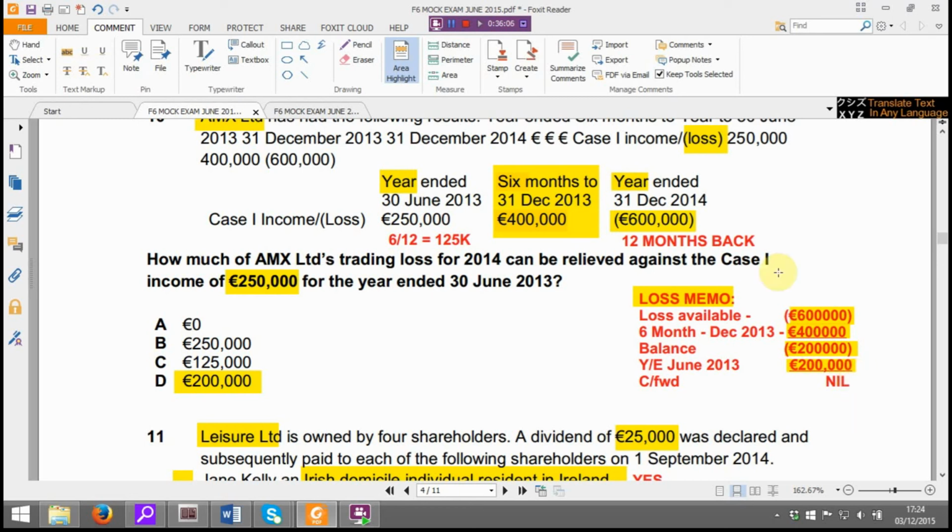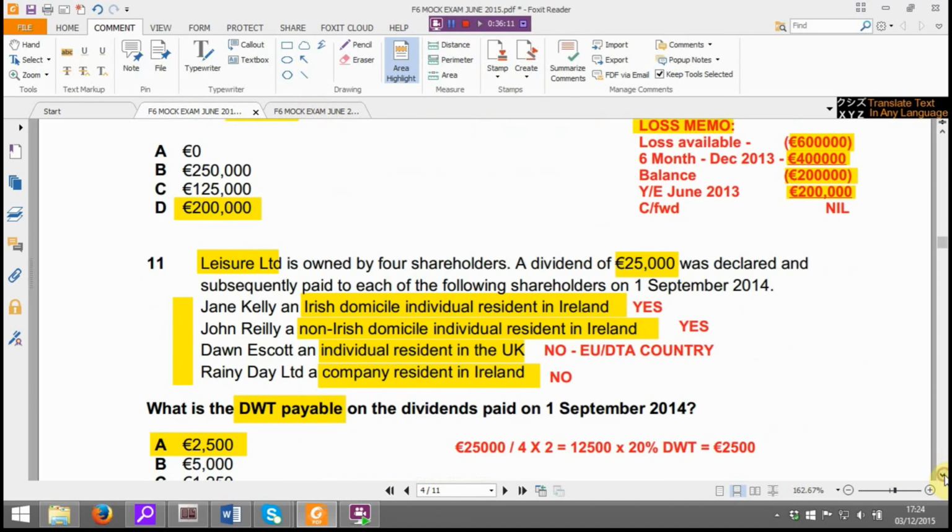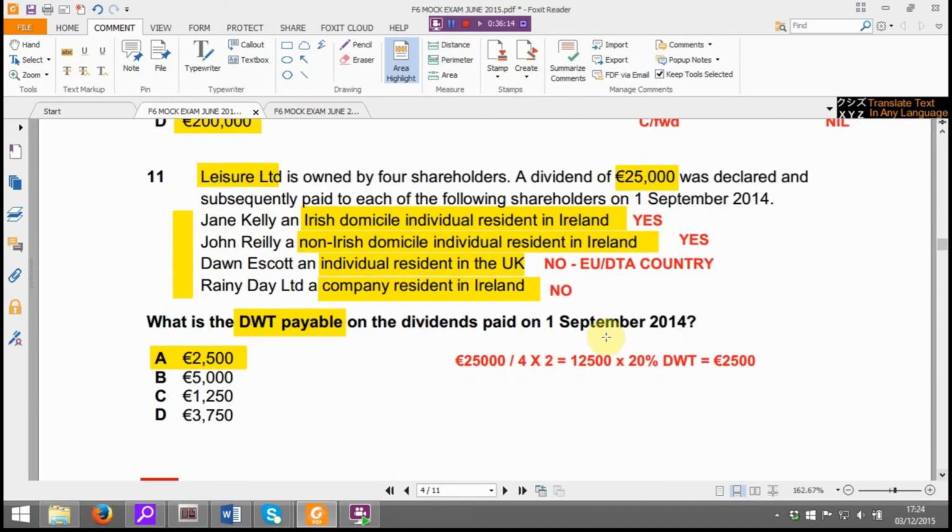Okay. So moving on to the next question. We don't have an answer for this either. This one is quite tricky because it brings in this area of residency and DWT, dividend withholding tax, as well. So we just need to be careful. Okay. So what are we told? We're told that Leisure Limited has or plans to declare a dividend of 25,000 and indeed pay it out to a series of shareholders.